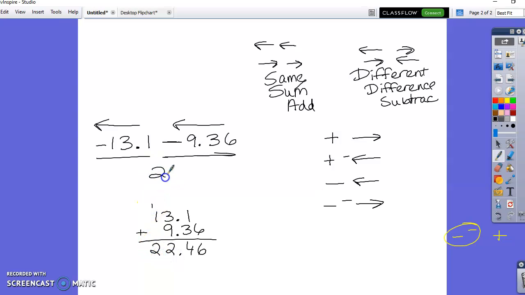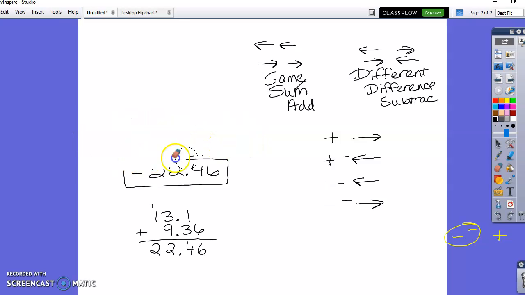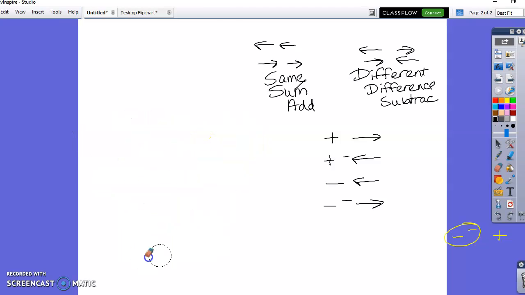So it's 22 and 46. And before I circle my answer, put a box around it, notice everything is to the left. Remember, on the number line, everything was to the left. So that means this answer is negative. Please do not get this confused with multiplying and dividing. That is completely different, which is why I like to spend more time on this, because adding and subtracting can be more confusing than multiplying and dividing.